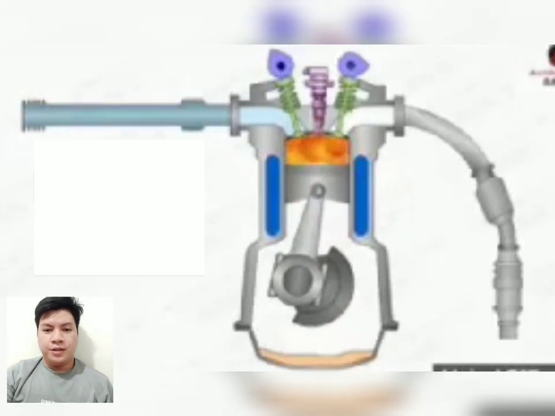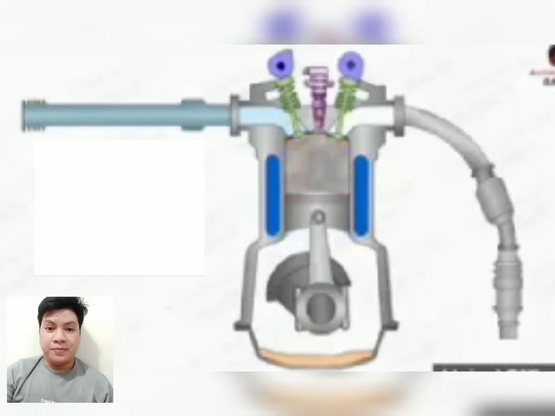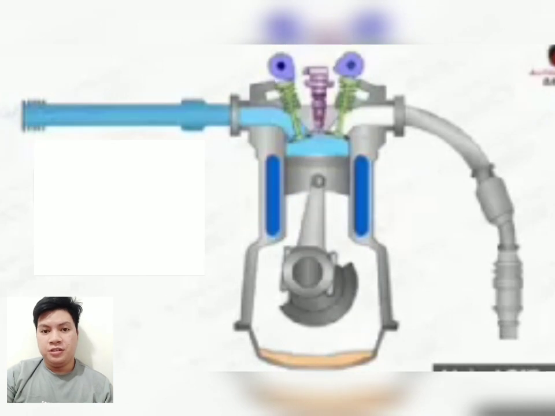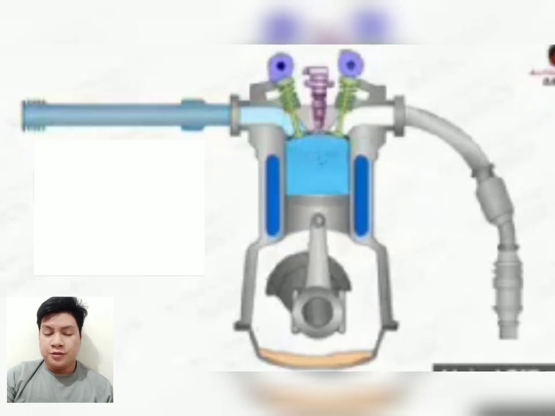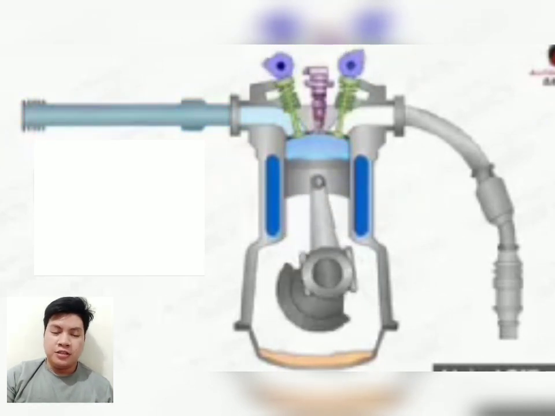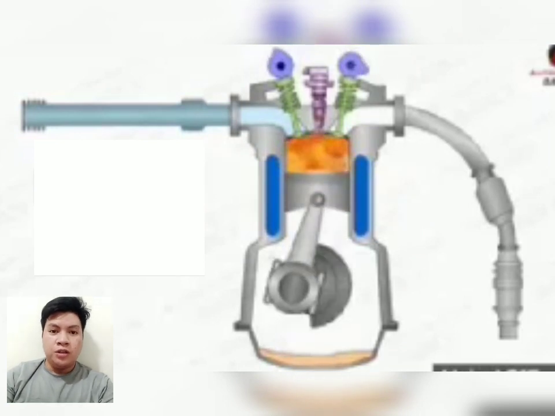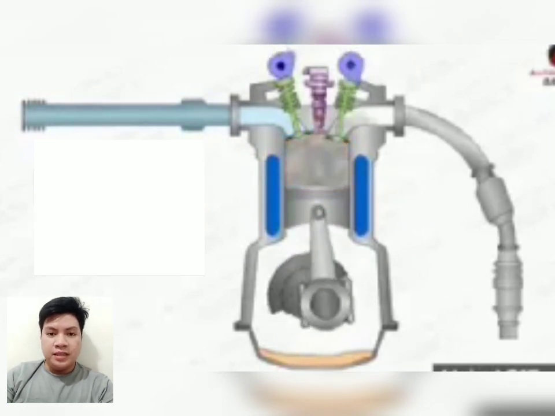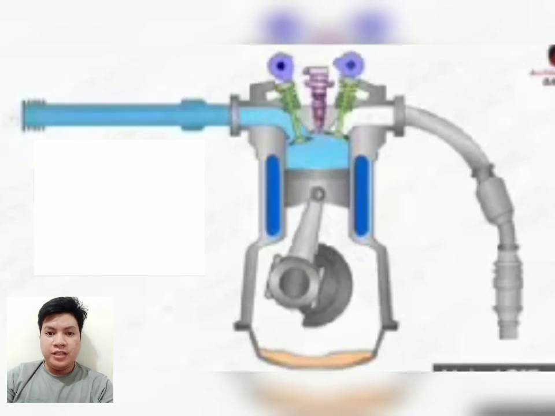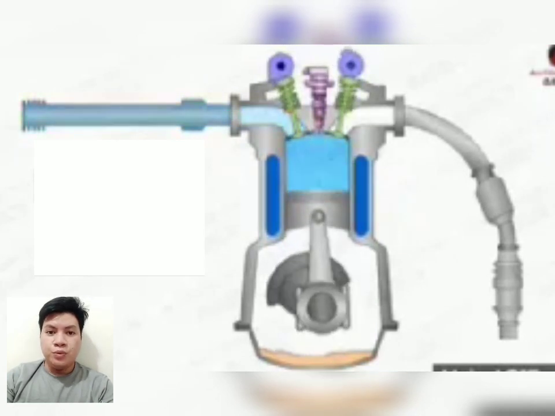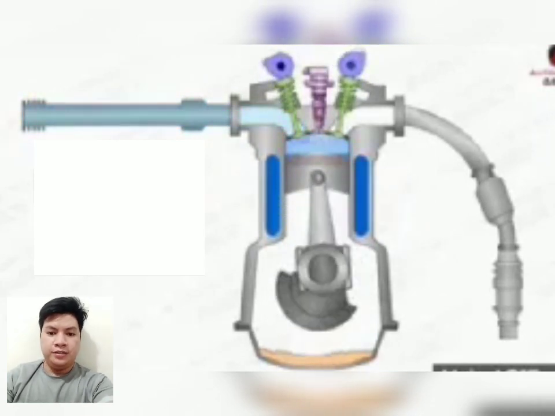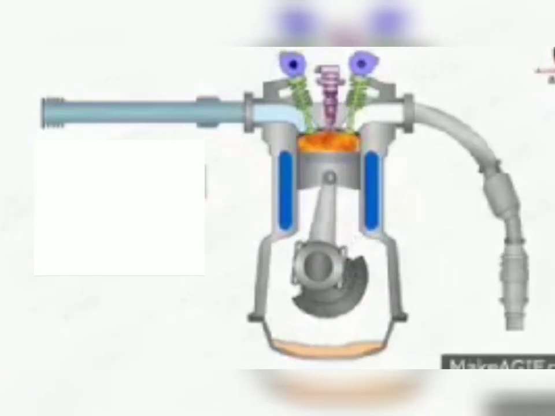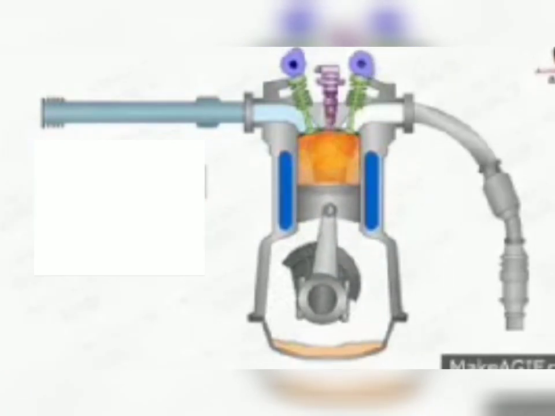And now I'm going to demonstrate the operating principle of the 4-stroke cycle engine. It is called 4-stroke because it takes 4 strokes of the piston to complete the process needed to convert the energy in the fuel into work. So this is the diagram of the 4-stroke cycle engine.